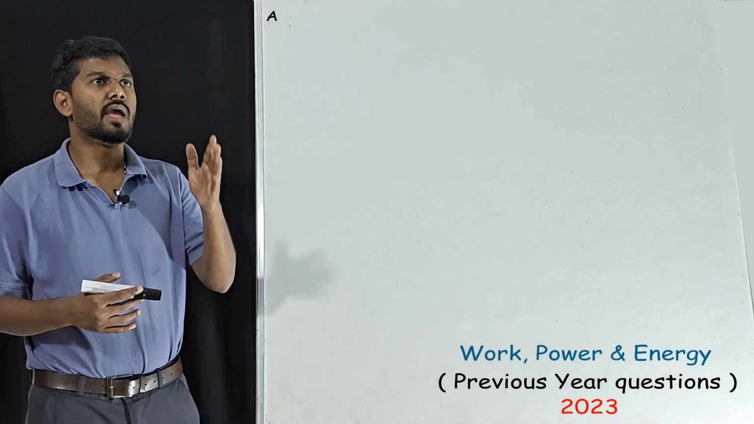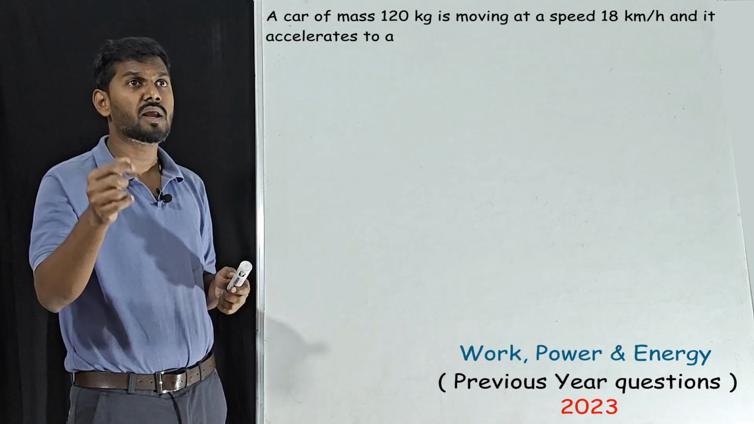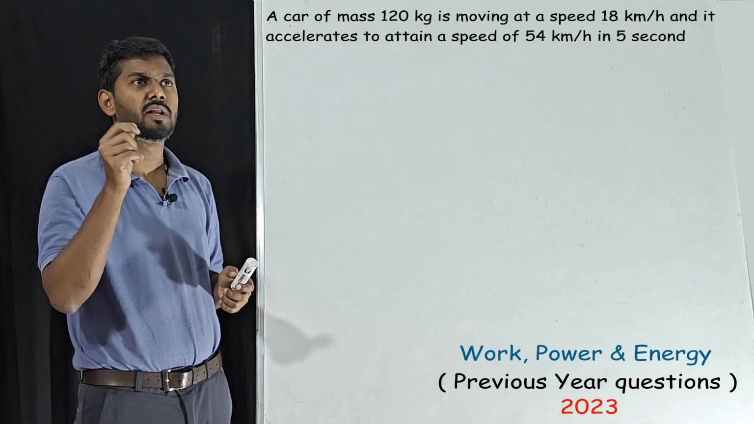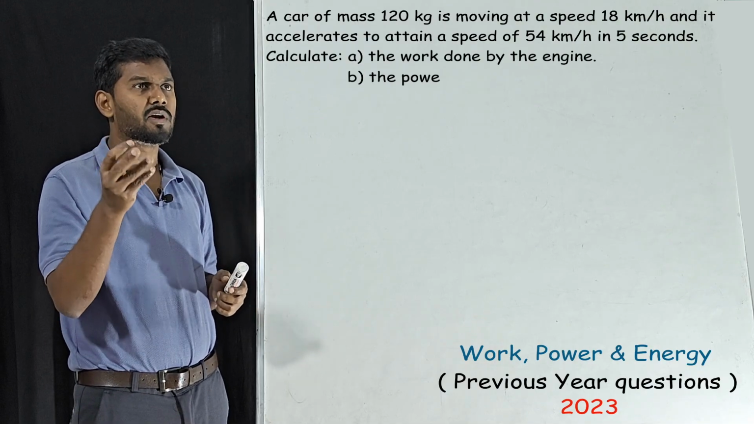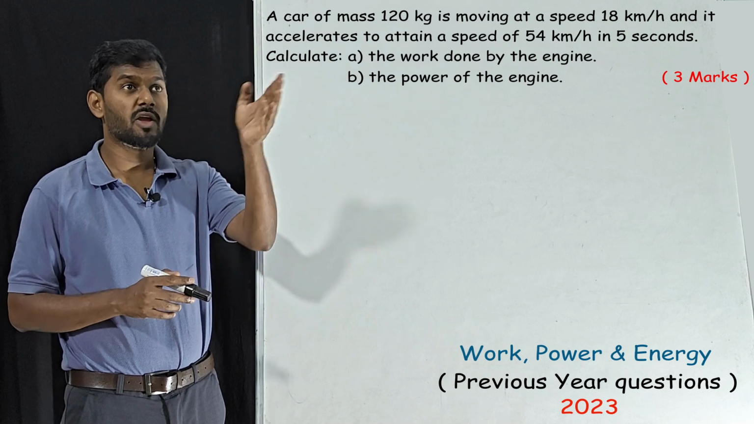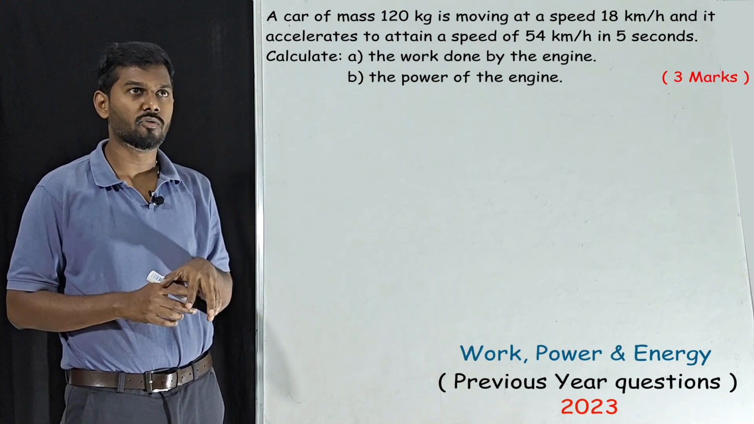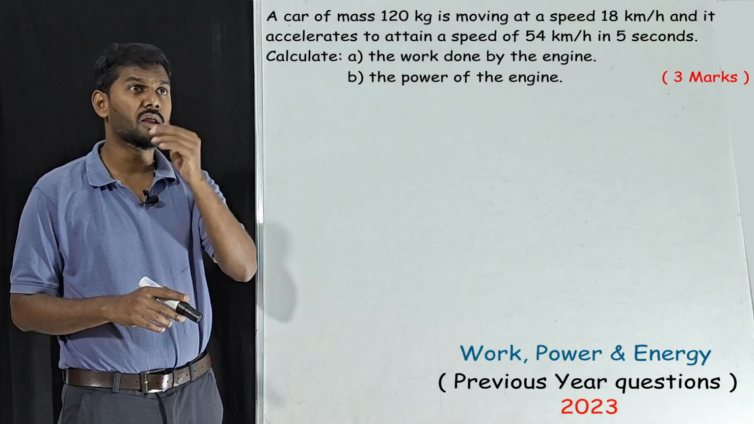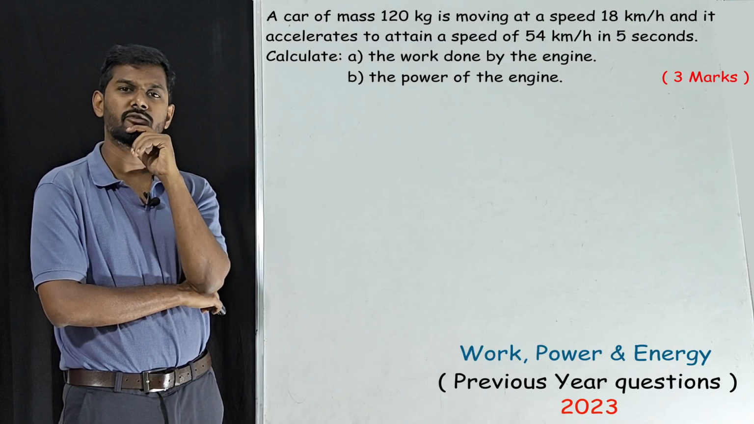Our next question: a car of mass 120 kg is moving at a speed of 18 km per hour and it accelerates to attain the speed of 54 km per hour in 5 seconds. Calculate the work done and power. See, here many students will get confused. Why? Because we have to find work done and power. First we have to find work done, then only we can go for power. To find work done, they have given mass and velocity. How can we find it?